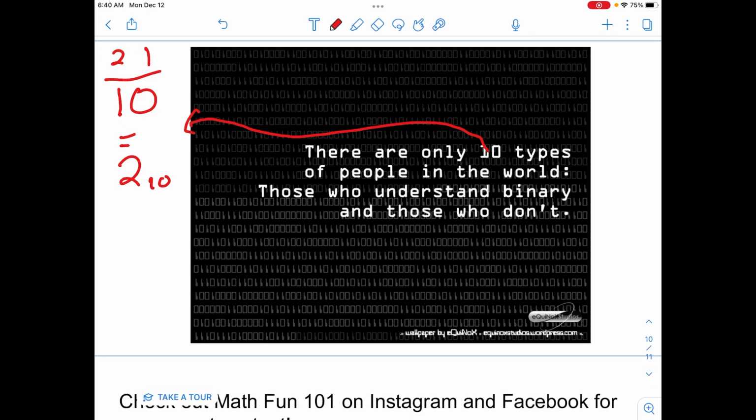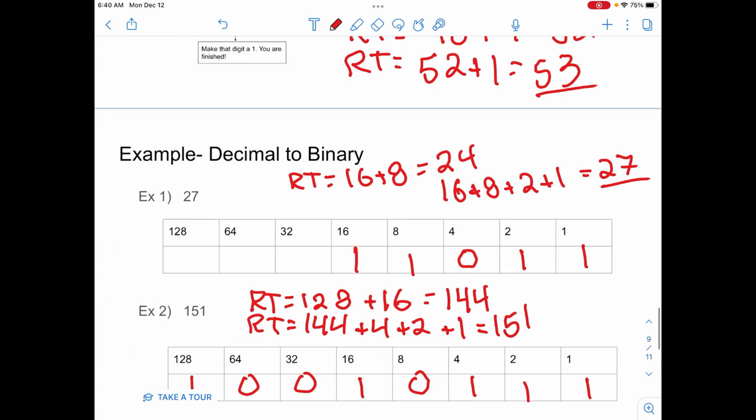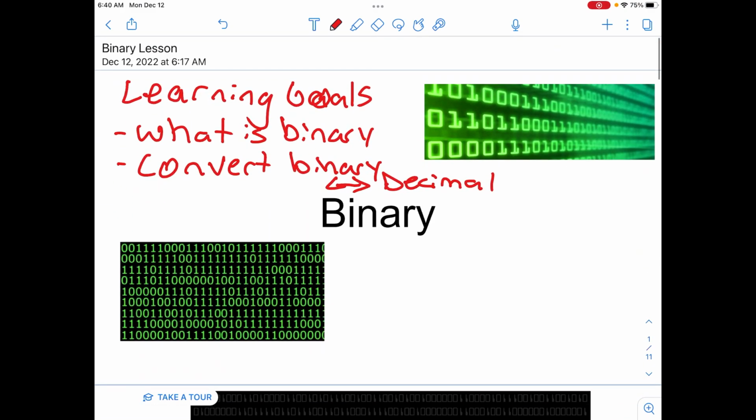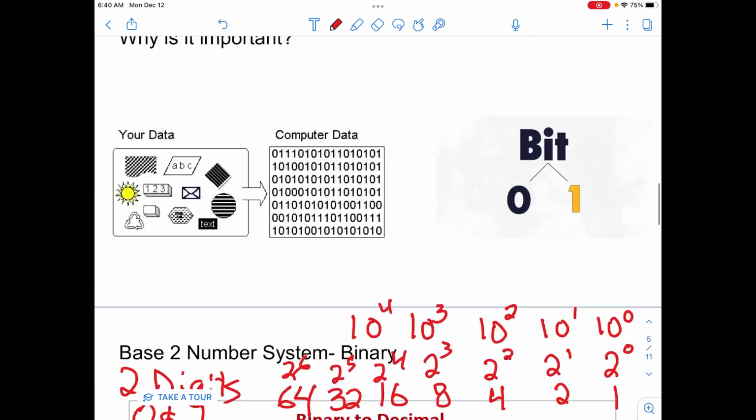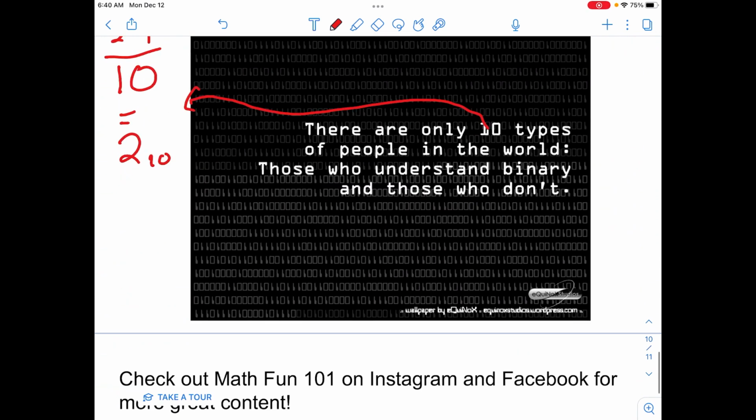So that is our lesson on binary. Hopefully now you understand what binary is and why it's useful, and you can convert between binary and decimal numbers. But I encourage you to go practice, because that's really how you can understand it.